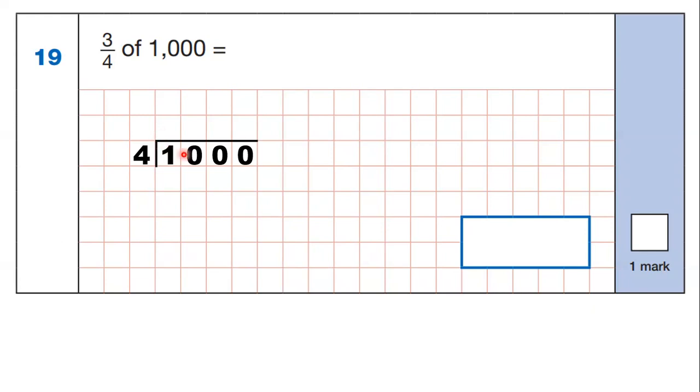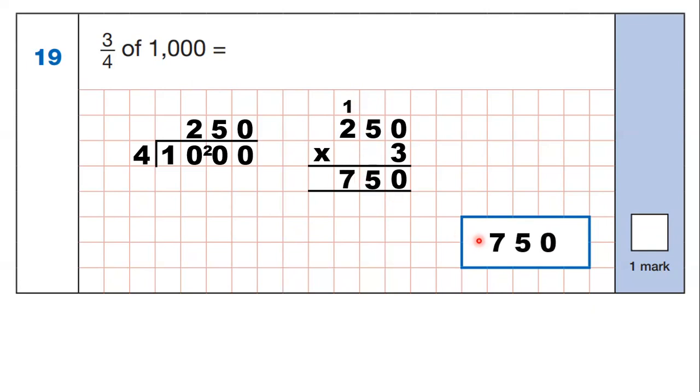So 10 divided by 4 is 2, remainder 2. 20 divided by 4 is 5, and 0 divided by 4 is 0. So we have 250. And now we can multiply that by the numerator. So 0 times 3 is 0, 5 times 3 is 15, so that's 5, and 2 times 3 is 6, plus 1 is 7. So we have our answer, 750.